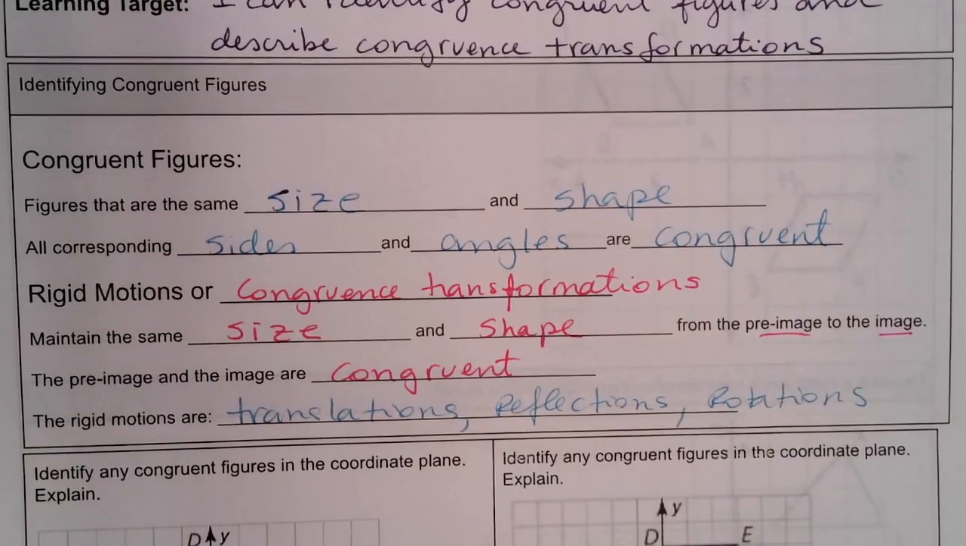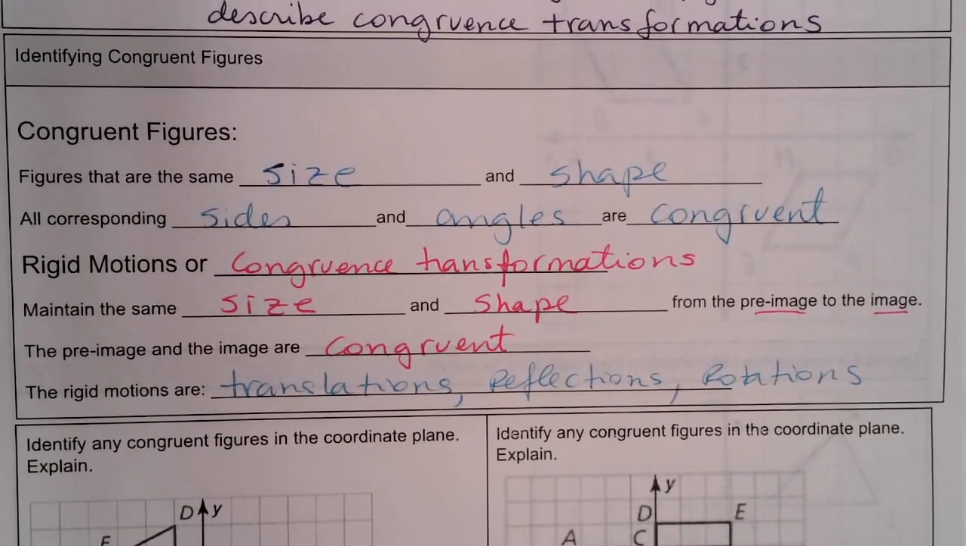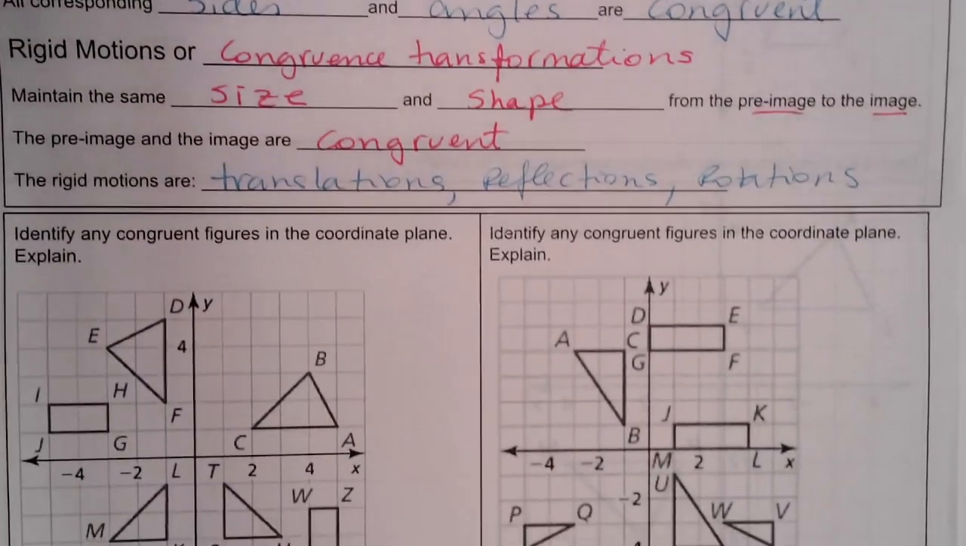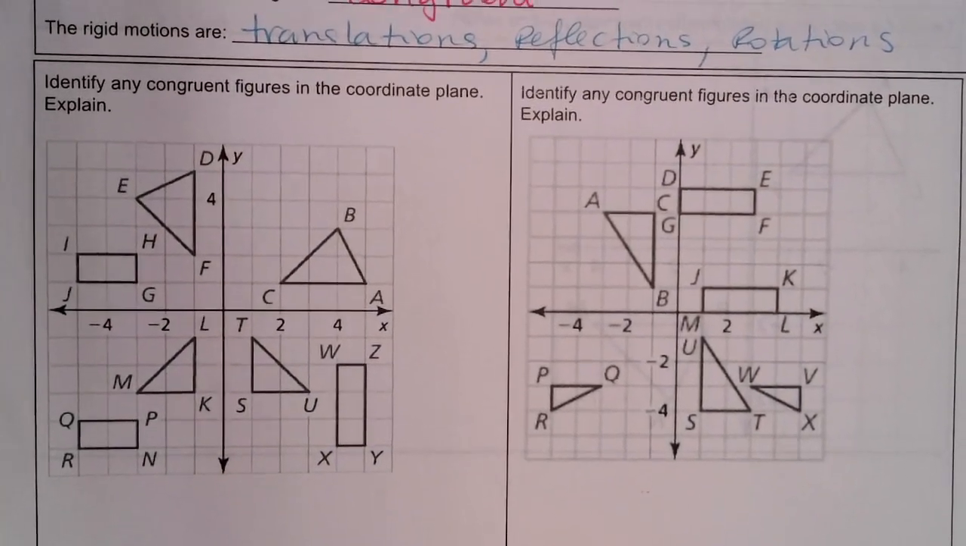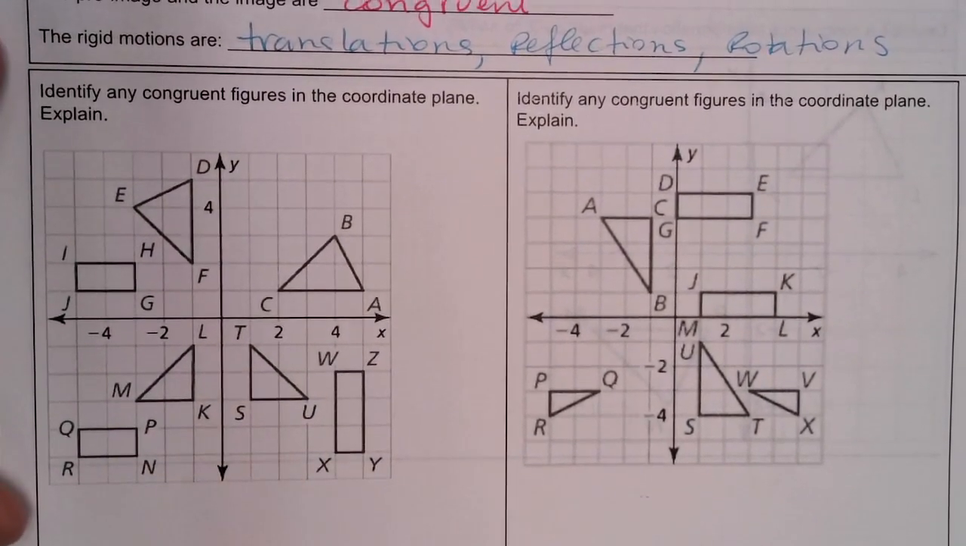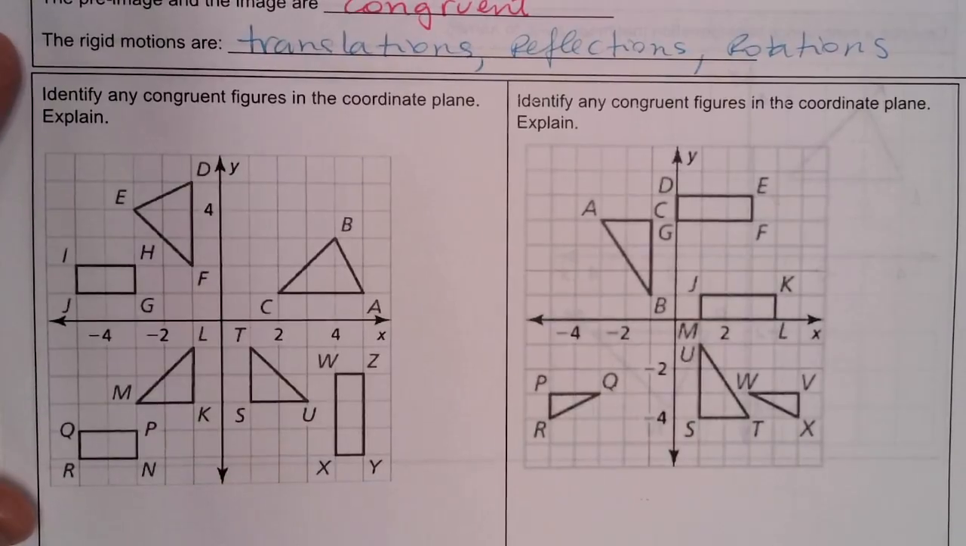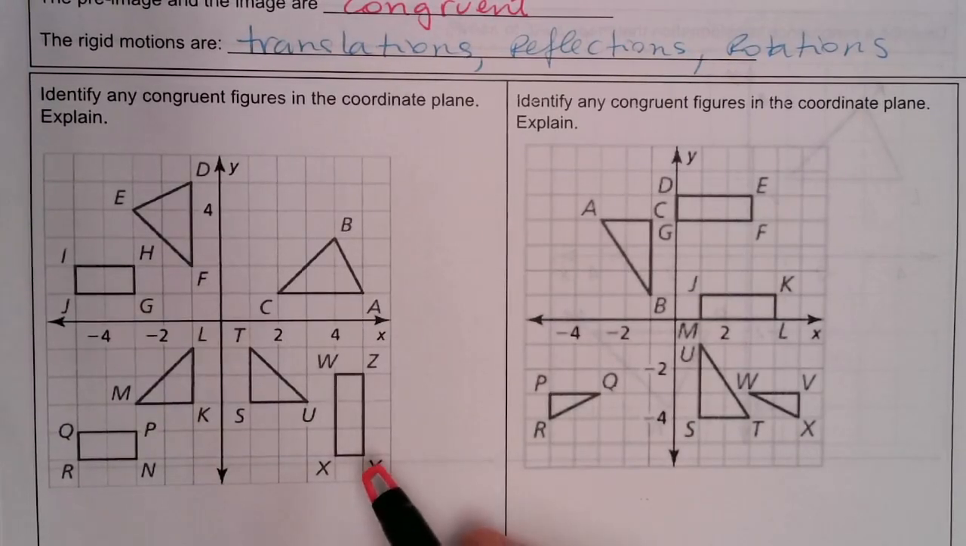Okay, so now how do we use this information? Basically, we're going to be identifying two figures that are congruent on the coordinate plane. And in order for us to prove that they are congruent, we have to find a series of transformations that takes one onto the other. So first let's take a look at the left side. It says identify any congruent figures in the coordinate plane and explain.